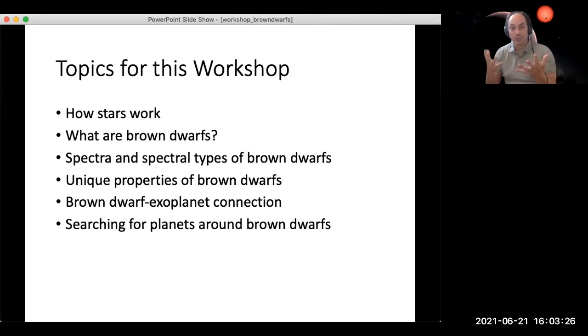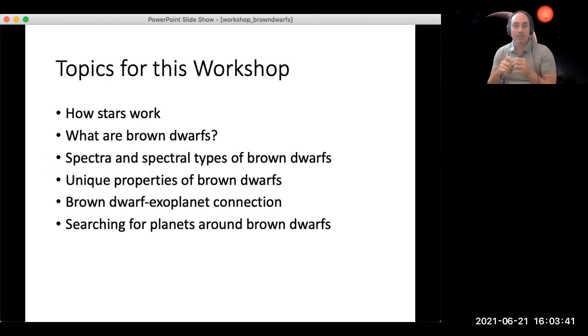what brown dwarf spectra look like, because again, our group is focused on the spectral properties, and we'll see that brown dwarf spectra are fairly complicated, and they allow us to do a lot more interesting things than we can do with normal stars. And we'll see the different spectral types for brown dwarfs as compared to stars.